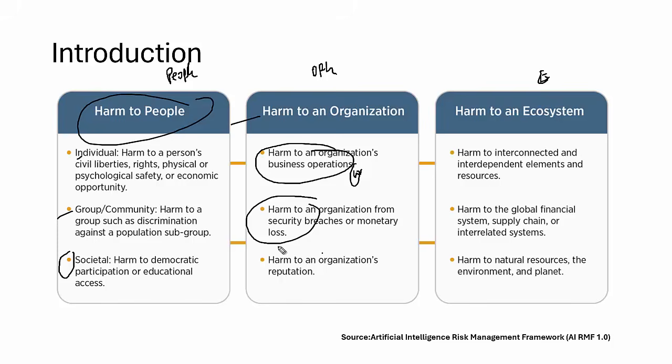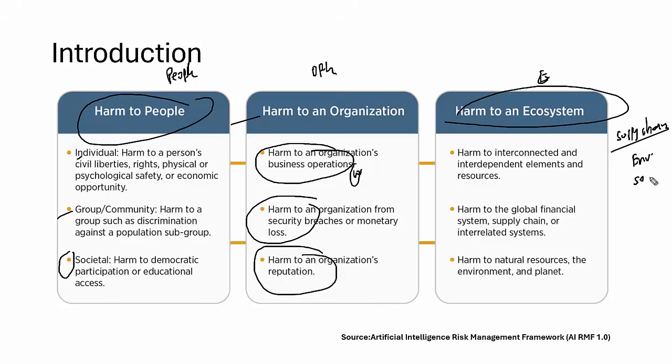Third, AI can harm the organization's reputation. There's a chatbot which starts giving offensive or discriminatory answers. An incident goes viral. So harm to the organization means operations, money, and security reputation. Now we're talking about harm to the ecosystem. Ecosystem means interconnected systems, which include the supply chain, environment, and more important, society. So an AI failure in one place can affect many connected parties.